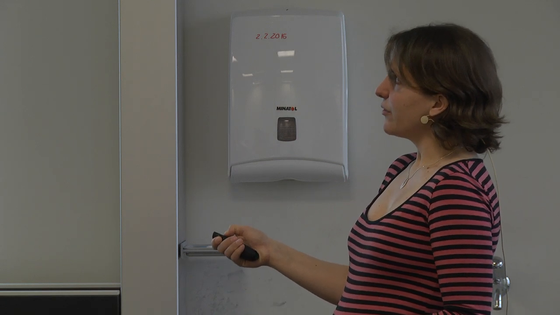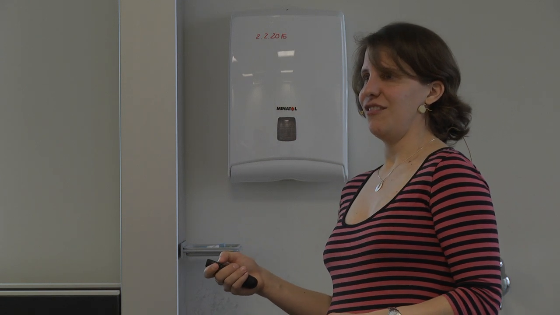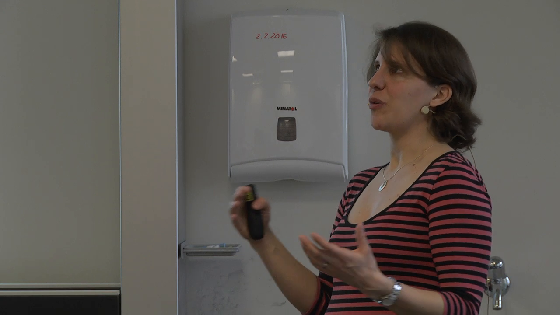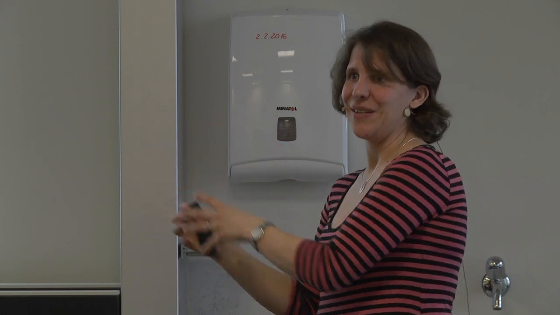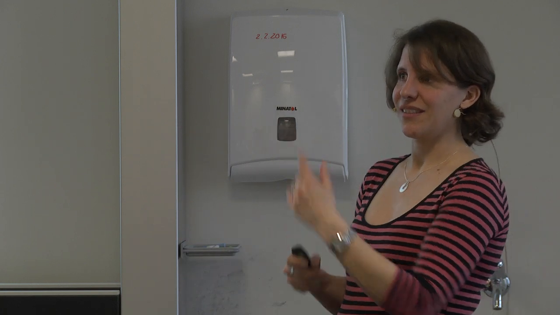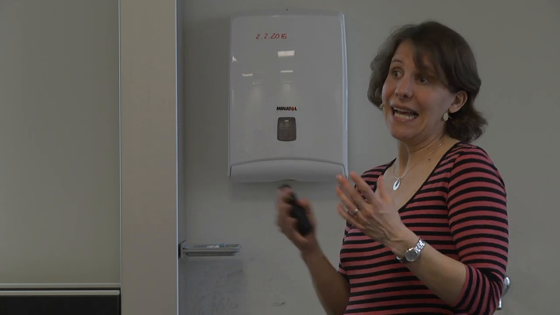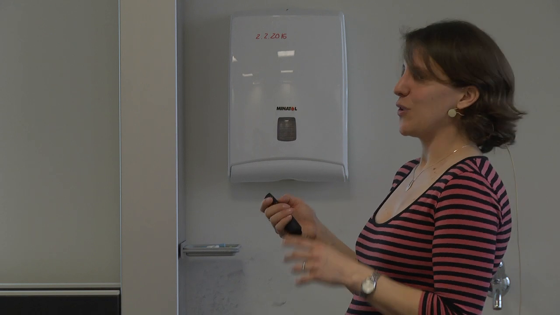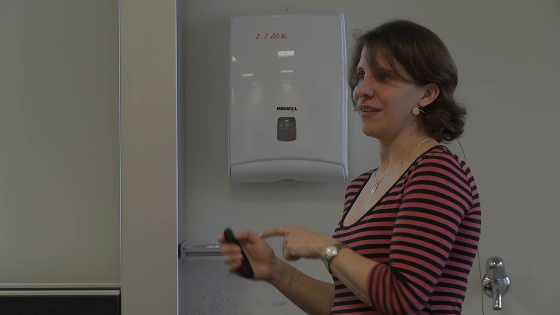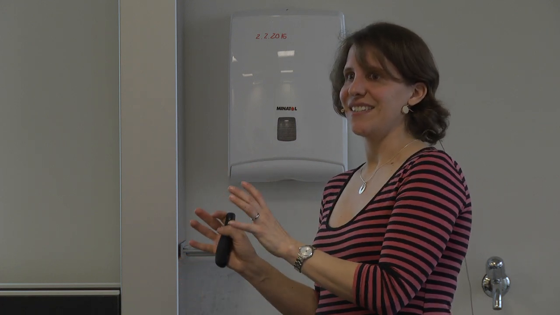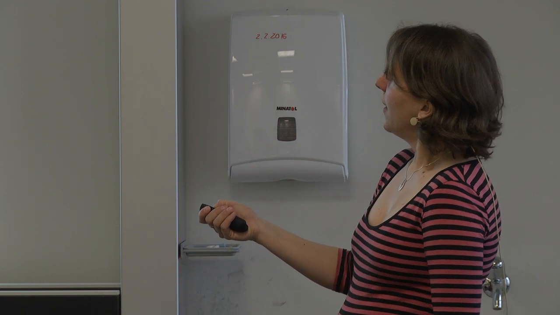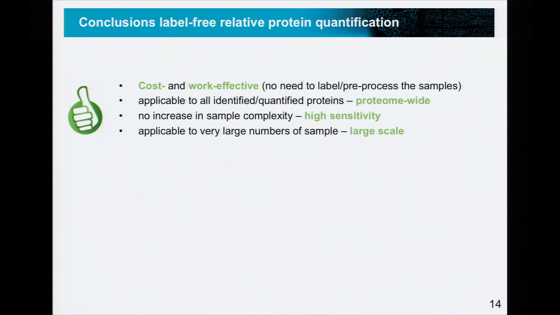However, where label-free quantification is not so cost and work effective is in terms of measurement time on the mass spectrometer, because every label-free sample needs to be measured one after another. And there are other approaches where you can first combine samples and then measure them in one measurement, like with TMT or other isobaric labeling strategies. So in terms of measurement time, label-free is actually very expensive. But in terms of sample preparation is very cheap. Label-free quantification is applicable to always all identified or quantified proteins, so you can do large-scale quantitative analysis.